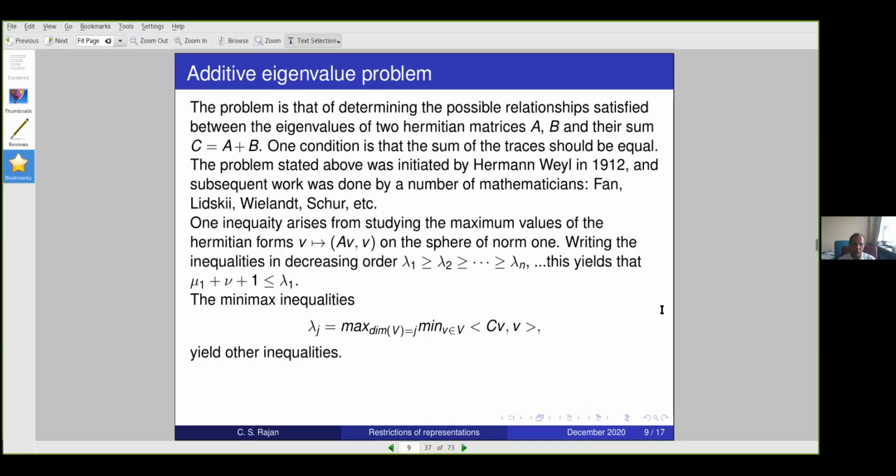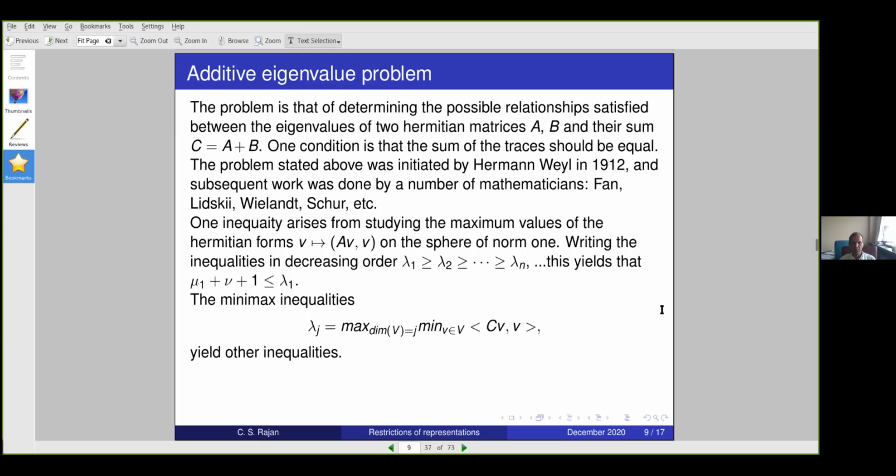Okay. Now I just want to say there are inequalities which are known as the minimax inequalities, which generalize this maximum thing. So what the minimax inequalities say is that the jth eigenvalue lambda j is given as the maximum: you take a space of dimension j, and amongst that you look at the minimum of the Hermitian form restricted to it, and then take the maximum as you vary the subspace of dimension j.